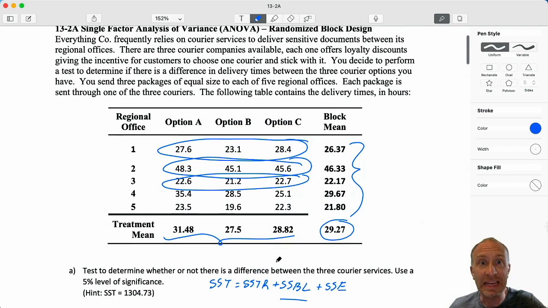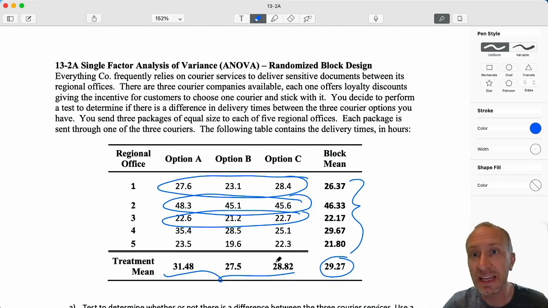Okay, and let's get into our problem. Everything company frequently relies on courier services to deliver sensitive documents between its regional offices. There are 3 courier companies available. Each one offers loyalty discounts, giving the incentive for customers to choose one carrier and stick with it. You decide to perform a test to determine if there are differences in delivery times between the 3 courier options. So we have 3 packages of equal size to each of the 5 regional offices. Each package is sent through one of the 3 carriers.